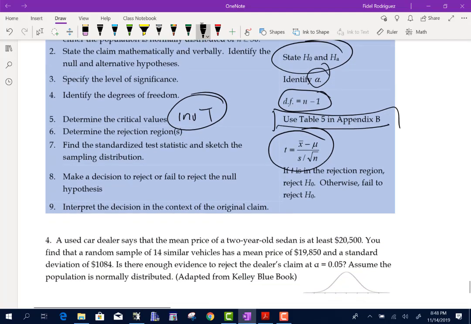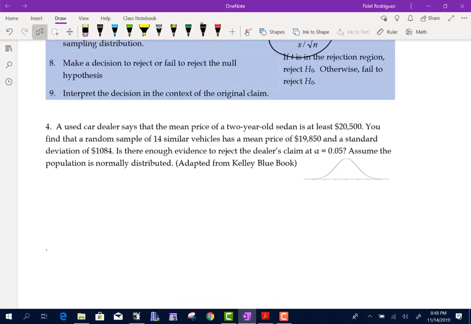And let's see if we can do this problem here. All right. So problem number 4 says a used car dealer says that the mean price of a 2-year-old sedan is at least $20,500. So guys, I'm going to stop right here. I'm going to read the first line, and let's see if we can figure out what they are telling me. Number 1, they're talking about the mean what? Everybody agree this is the symbol we use for the mean price? The mean? Okay. What does it mean to say at least 20,500?